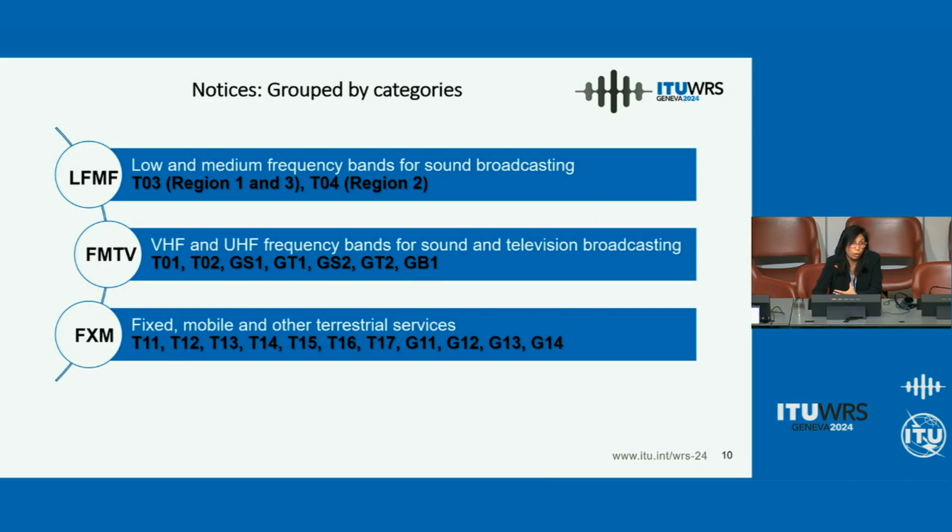We have a lot of notice types. So we have grouped them in 3 categories. We call LFMF, low and medium frequency bands for sound broadcasting. Then we have FMTV, which is for VHF and UHF frequency bands for sound and television broadcasting, and FXM, fixed, mobile, and other terrestrial services.